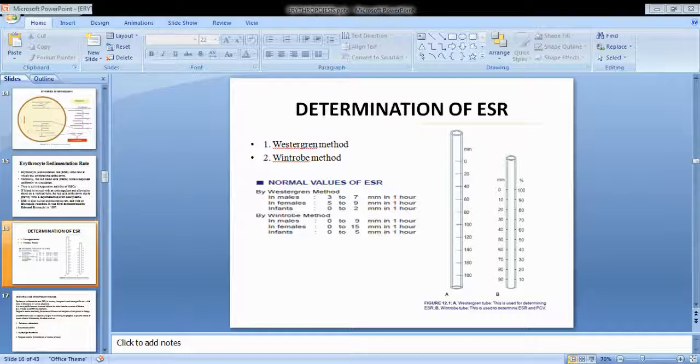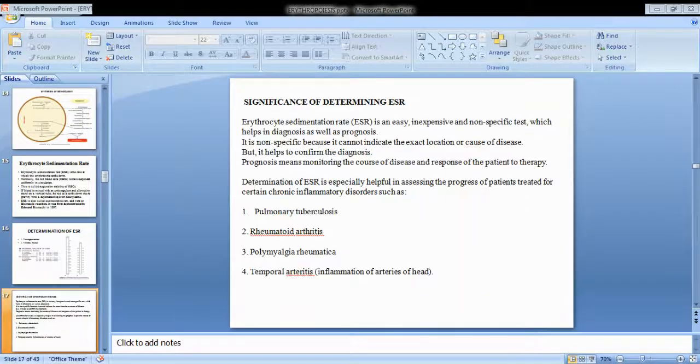Normal values by the Westergren method: in males it is 3 to 7 millimeter in 1 hour, in females 5 to 9 millimeter in 1 hour, and 0 to 2 millimeter in 1 hour for infants. By the Winthrop method, the ESR value is 0 to 9 millimeter in 1 hour for males. For females, it is 0 to 15 millimeter, and for infants, it is 0 to 5 millimeter in 1 hour. So this is the ESR.